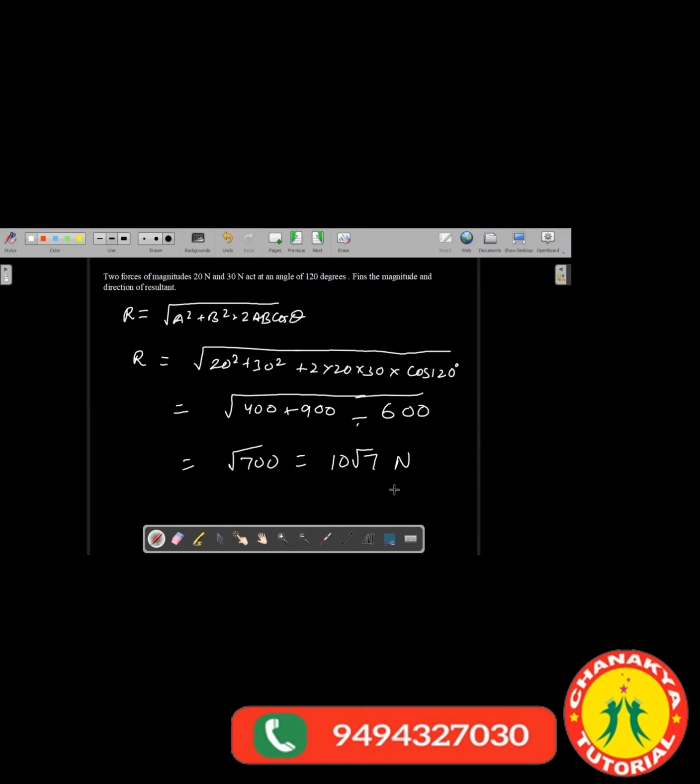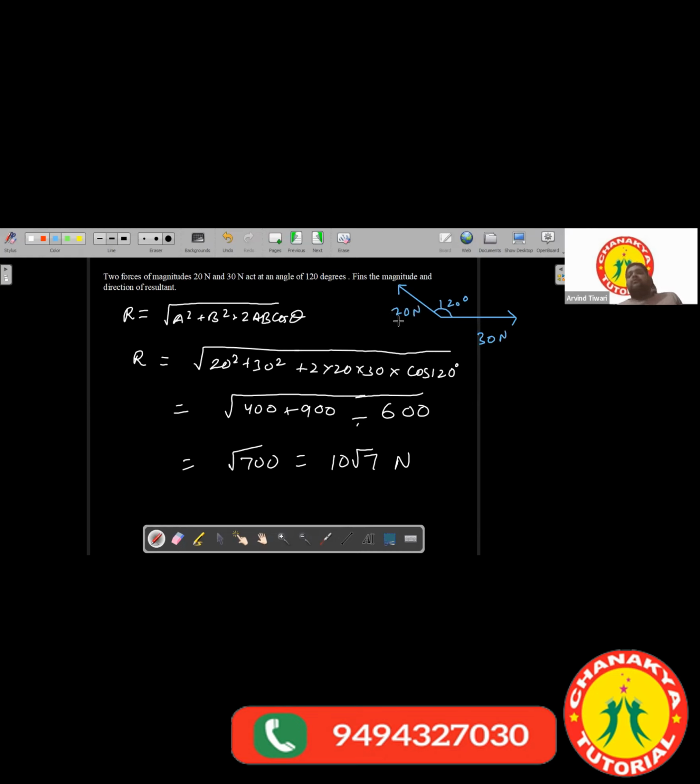Now how do we find out the direction? To find the direction, you have to make these vectors. We make the two vectors acting at an angle of 120 degree. This one is 30 Newton and this one is 20 Newton. So which side will be the resultant side? Can I complete the triangle? No, sir, it's not complete.